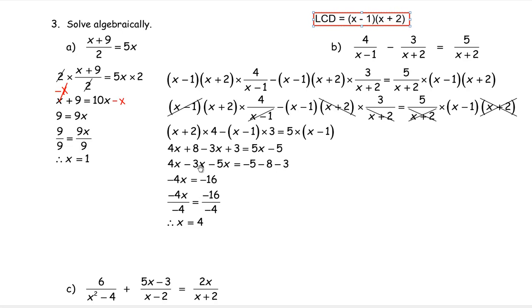So 4x minus 3x is 1x, minus 5x is negative 4x on the left. Negative 5 minus 8 is negative 13, minus 3 is negative 16. And then I divide out the negative 4 from the negative 4x. So negative 16 divided by negative 4 is positive 4. So that is the answer for question B.